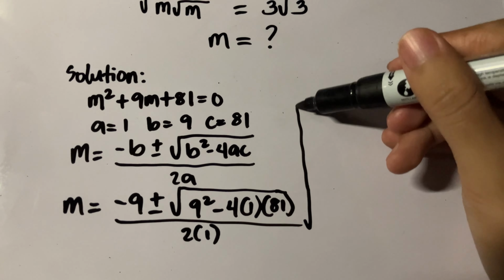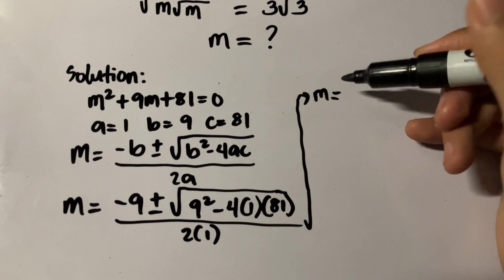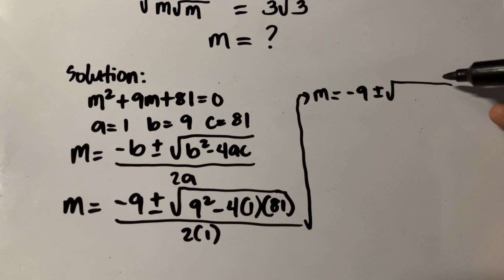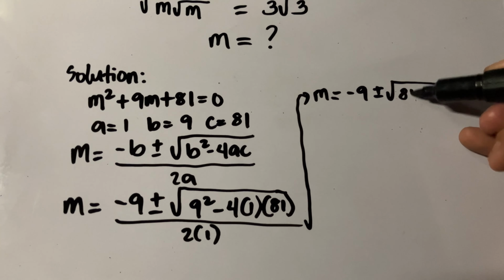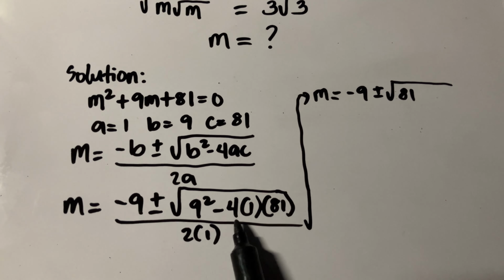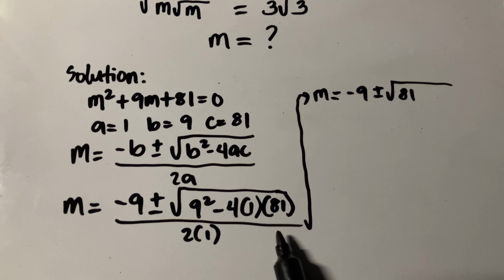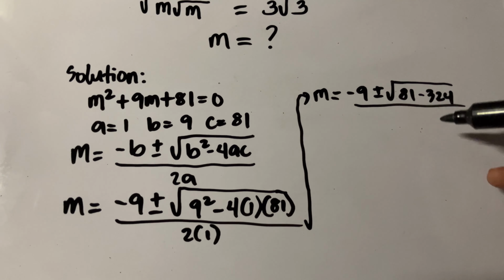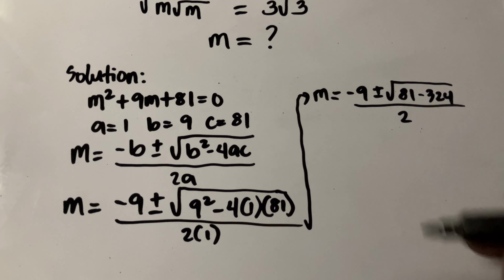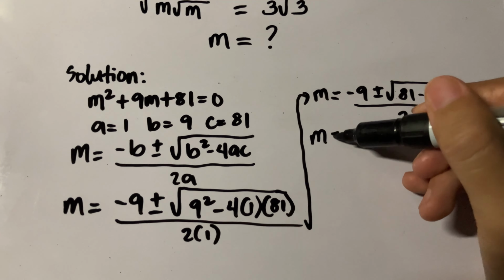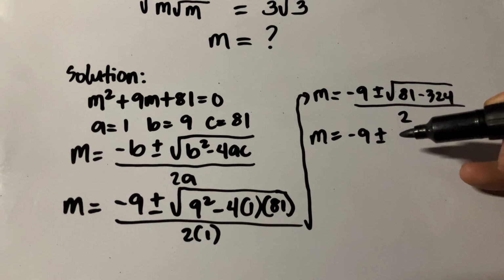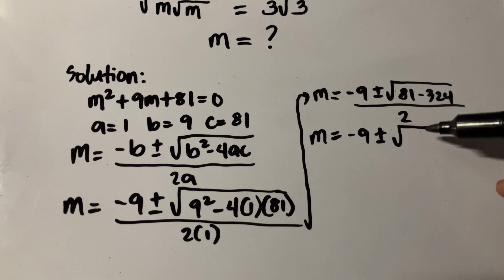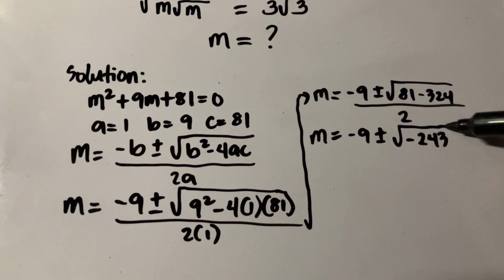And now this is m equals negative 9, plus or minus square root of 9 squared, that is 81, minus 4 times 1 times 81, that is 324, all over 2 times 1, that is 2. Now m is equal to negative 9, plus or minus square root of 81 minus 324, that is negative 243, all over 2.